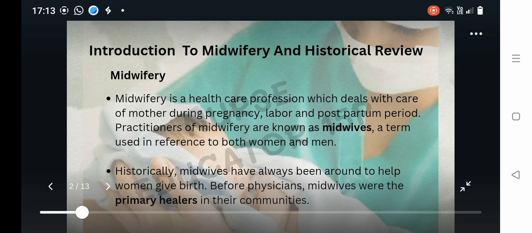Historically, midwives have always been around to help women give birth. From olden times, not that we call it midwife today, but from early historic views, we see these midwives have always been around the woman, helping and assisting her to give birth. Before physicians, midwives were called the primary healers in the community. Why primary healers? Because they help in prenatal and antenatal visits, they support during the deliveries, and also in the postpartum. So that's why they are primary healers.